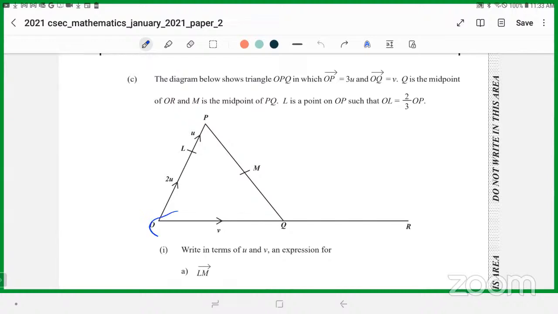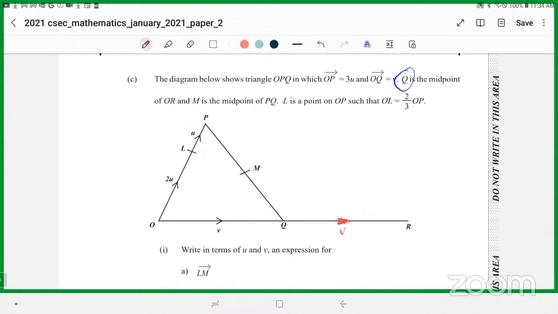OQ is V. Right here it says V. All right? And it says Q is the midpoint of OR. So if Q is the midpoint of OR, it means that this side is the same length as this and in the same direction. Therefore, if I were to put a vector on that line, this vector right here and here going this way is equal to this one, V. Same line, same length, same direction, same vector.